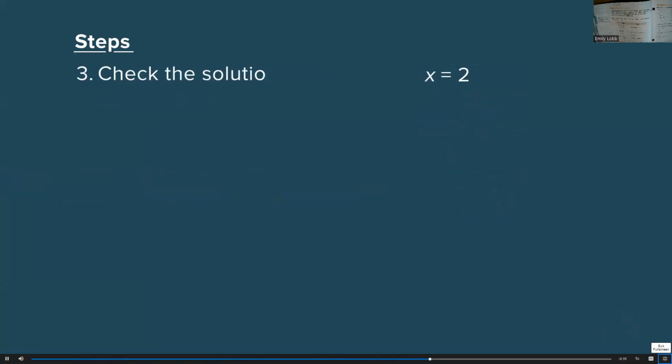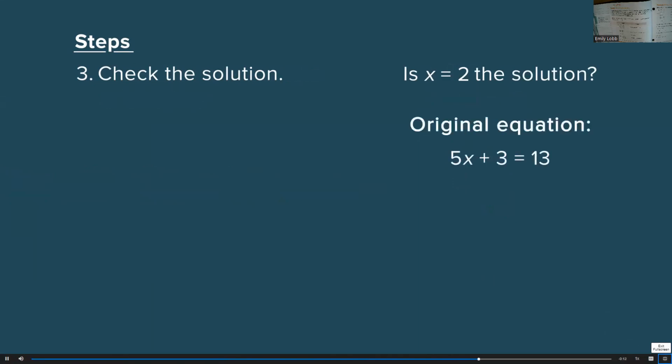Finally, check the solution. Start with the original equation. Replace the variable with the solution. Then simplify to check whether the sentence is true. If so, the solution is correct.